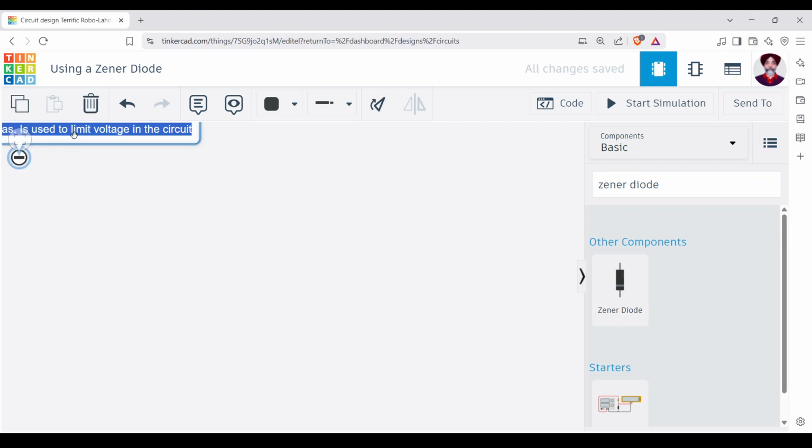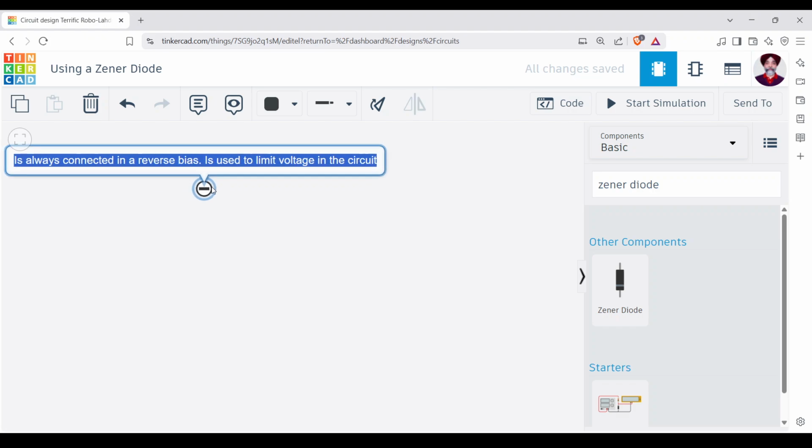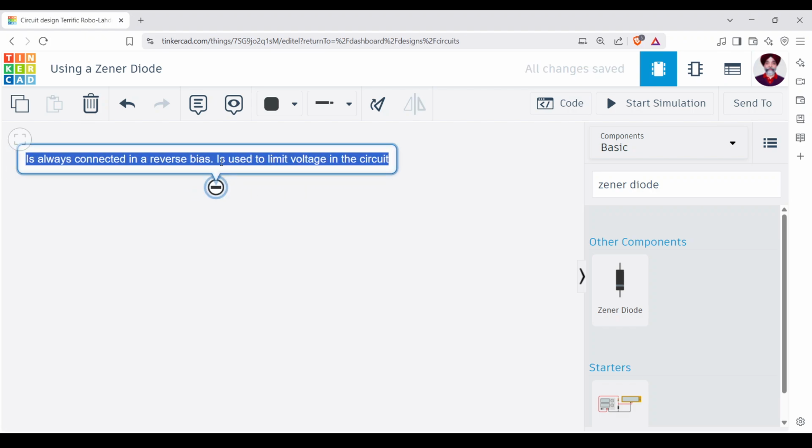A Zener diode is basically like a diode. It is used to limit voltage in a circuit. Limiting voltage means if you want the voltage not to go beyond 5 volts or 2 volts or 12 volts, whatever it is, we use a Zener diode. And a Zener diode is always connected in reverse bias.